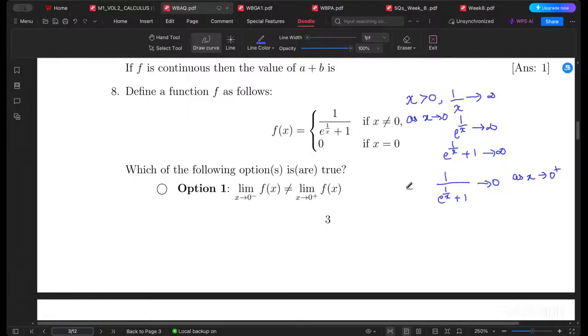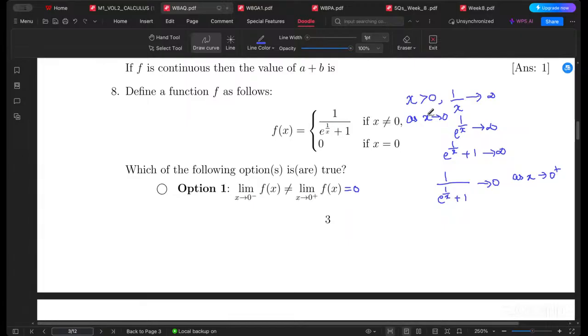So what is the right hand limit? The right hand limit is 0. Is this part clear? Any question? If 1 by x tends to 0, then e to the power 0 is 1, so it will be 1 by 2. But here x is going to 0, not infinity. As x goes to 0, 1 by x is going to infinity.